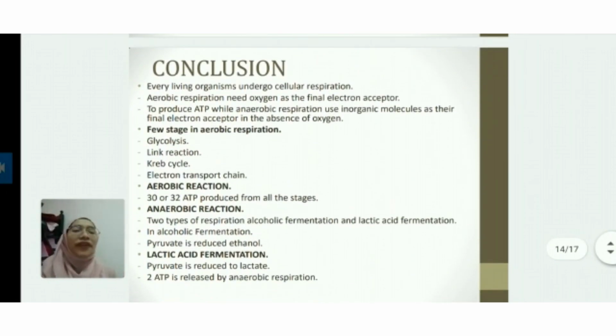Conclusion. Every living organism undergoes cellular respiration. Aerobic respiration needs oxygen as the final electron acceptor to produce ATP, while anaerobic respiration uses inorganic molecules as the final electron acceptor in the absence of oxygen. The stages in aerobic respiration are glycolysis, link reaction, Krebs cycle, and electron transport chain. In aerobic respiration, 30 or 32 ATP are produced from all the stages. Anaerobic respiration has two types: alcoholic fermentation and lactic acid fermentation.